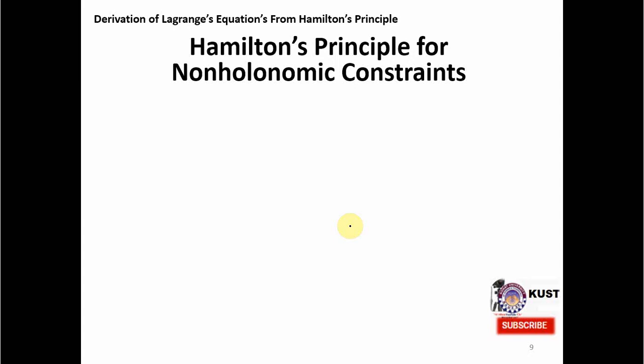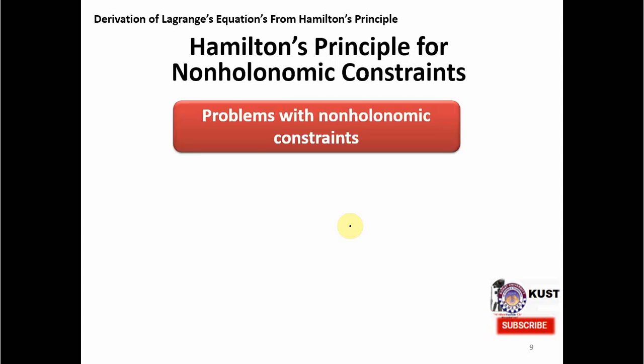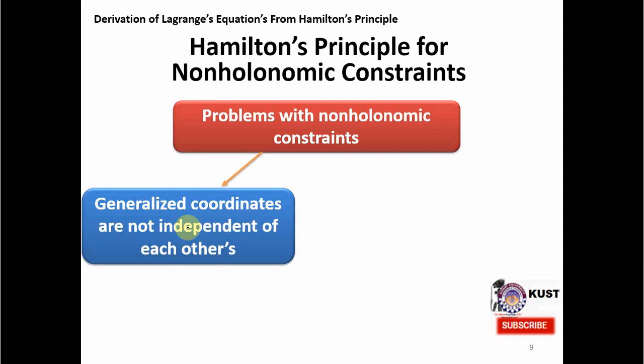But generalizing it to non-holonomic constraints gives us two problems, two immediate restrictions. The first one is that the generalized coordinates are not independent of each other. So this is a problem when we generalize it to non-holonomic constraints.